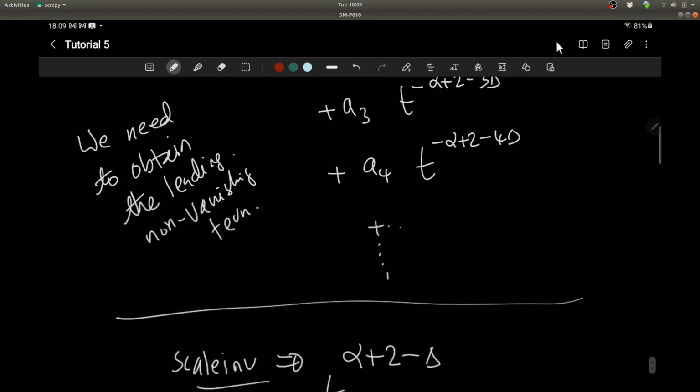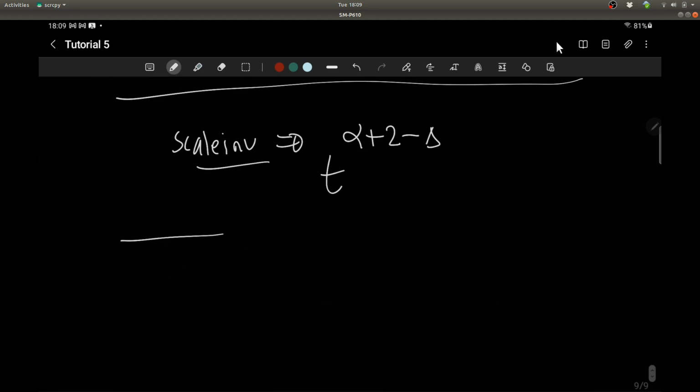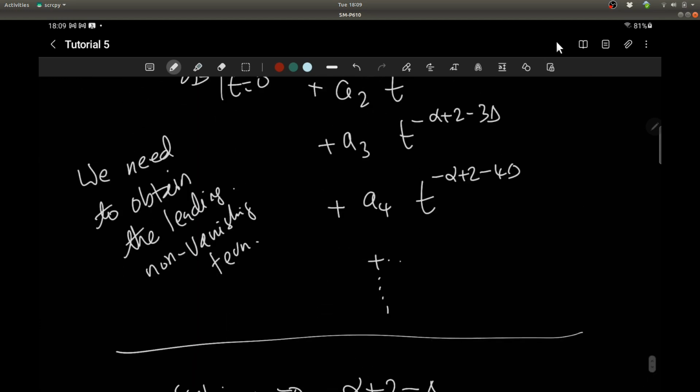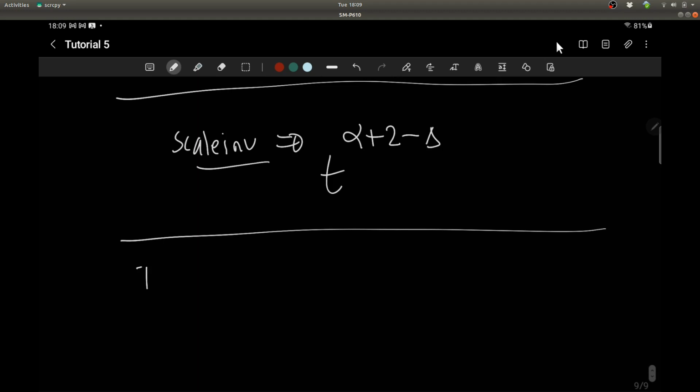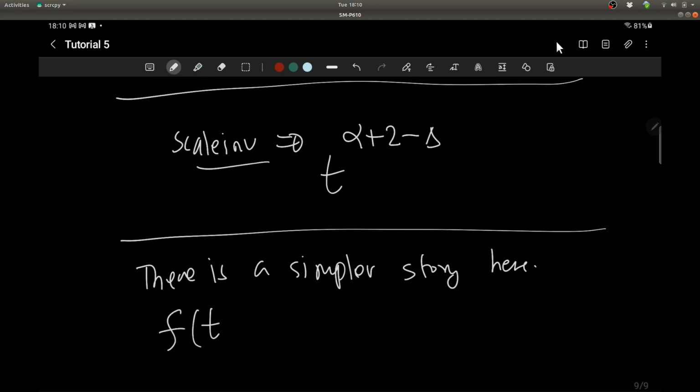Okay, so we will use scale invariance, but what I'm saying here is that there's nothing wrong with all these things, but there's a simpler story here, I think, which is to do the expansion. So f of t and b, I wrote it as this thing, but I could write it in a slightly different way. I can write it as b power.